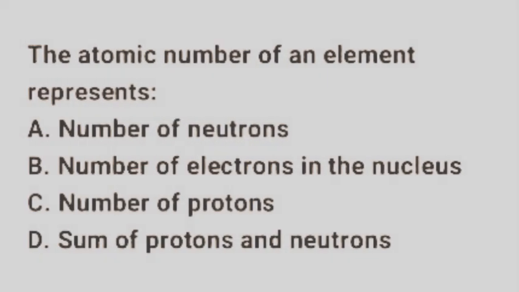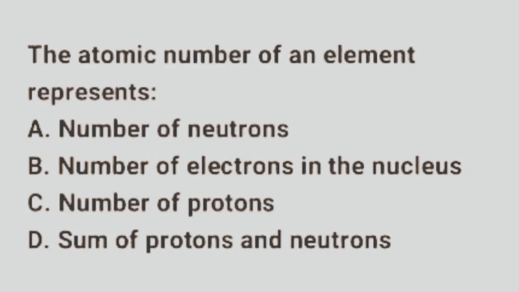Question 4 is on atomic number versus mass number. The question says the atomic number of an element represents A, number of electrons, B, number of electrons in the nucleus, C, number of protons, and D, sum of protons and neutrons. The correct option here is option C, the number of protons.